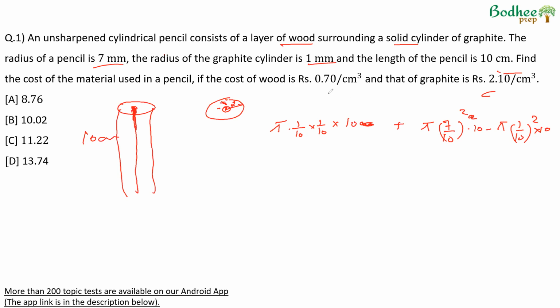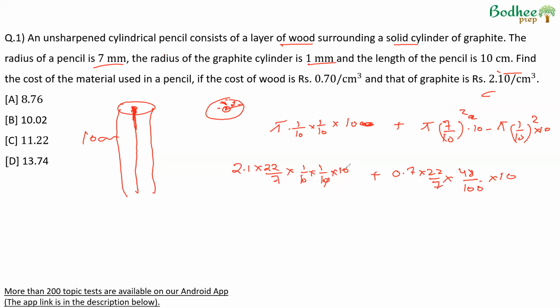Now, since we're looking at cost, we'll multiply the cost of graphite and we'll multiply the cost of wood. So the cost of graphite will be 2.1 into the volume, which is 22 by 7 into 1 by 10 into 1 by 10 into 10 plus, here pi and 10 become common, 7 square 49 minus 1. And the cost is 0.7 into 22 by 7 into 48 by 10, in 100. 49 by 100 minus 1 by 100 into 10.